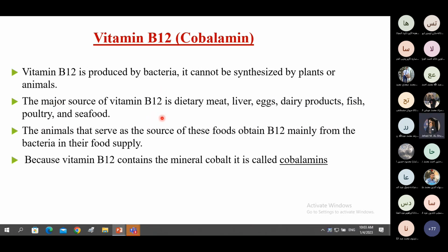What is the source of vitamin B12? Which food is rich in B12? The meat, liver, eggs, dairy products, fish, poultry, and seafood. But for the meat, the liver, the eggs and dairy products, where does the B12 come from? It comes from bacteria. So the meat has B12, but it comes from bacteria. The liver also has B12, but from bacteria. So the only source that produces B12 is bacteria.